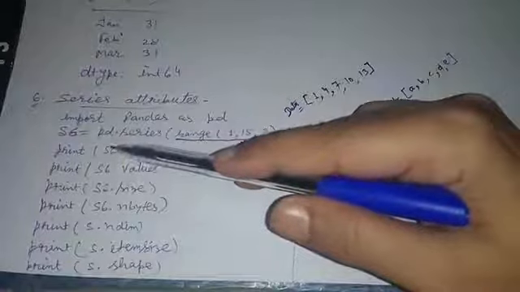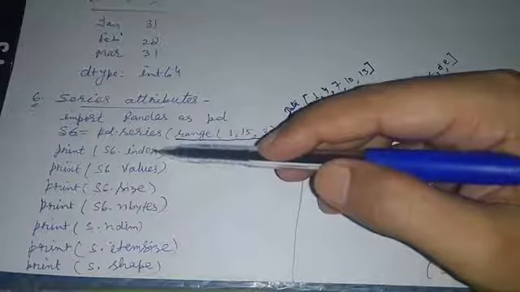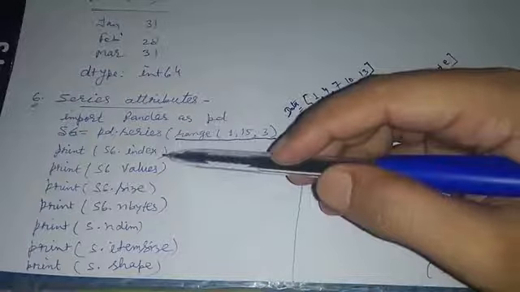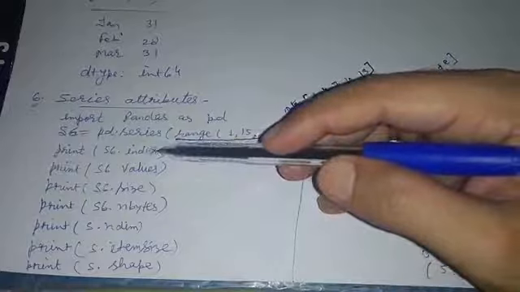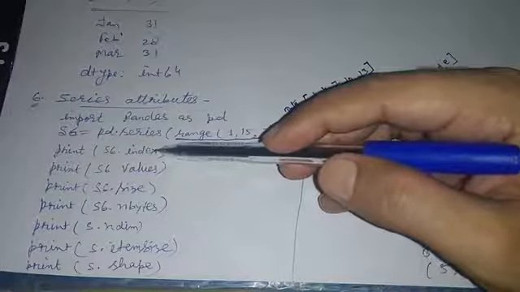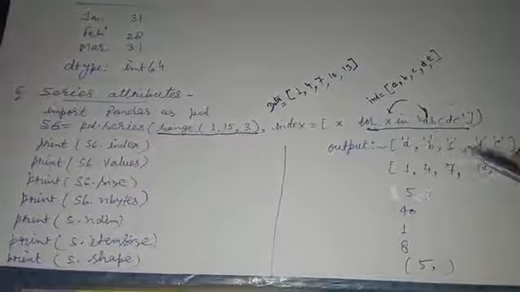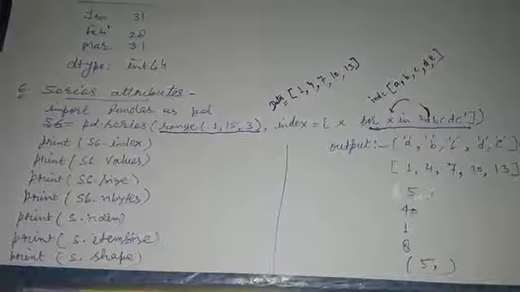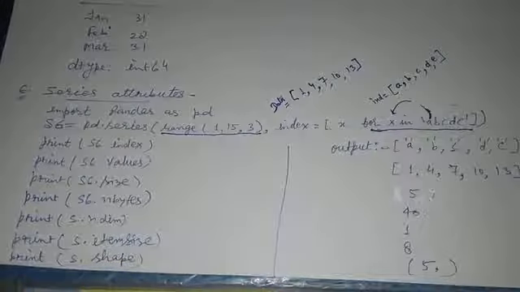Okay, so let's understand some attributes of series. Number 1, S6.index. You can easily determine the output of this. All indexes of the series will be printed. So check the output here: A, B, C, D, E. Next is S6.values. It means it will print all the data values of the series. Let's check the output of this.